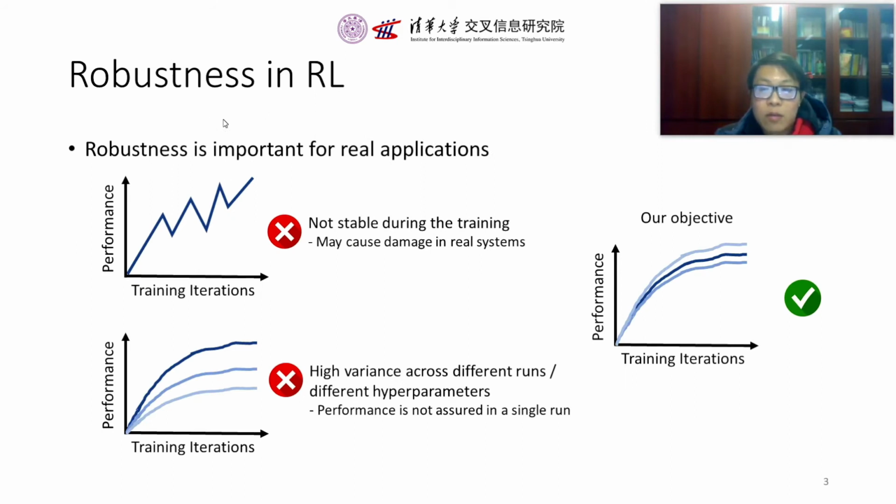Currently, we already have many algorithms for continuous control with good asymptotic performance or sample efficiency, such as TRPO, PPO, SAC, DDPG. However, robustness is also important and especially important for real applications. In real applications, we may deploy a preliminary policy to real systems and further train the policy using real samples. In this case, an unstable training process may cause damage to real systems. Also, high variance across different runs or different hyperparameters is undesirable, since we may have to run multiple times to obtain a satisfactory performance. Therefore, the objective of our work is to find an algorithm that not only has good performance, but is also robust.